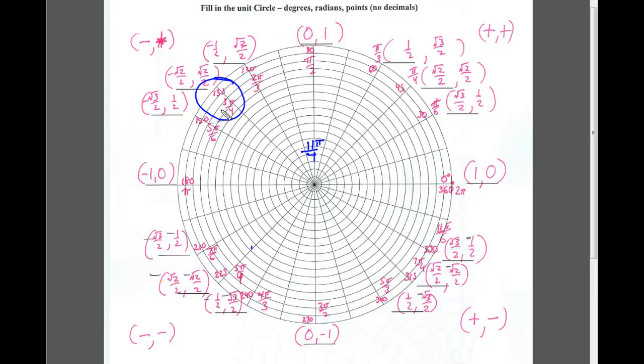Now, notice that my sine is the y, which is positive √2 over 2, and my cosine is my x, which is -√2 over 2. So let's go take a look back on the worksheet.